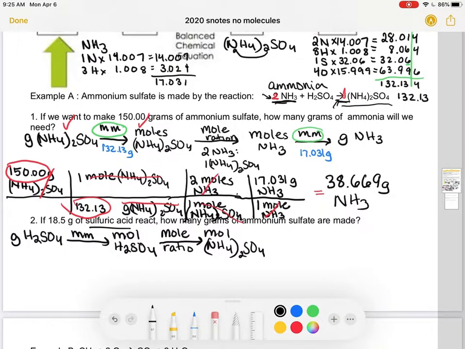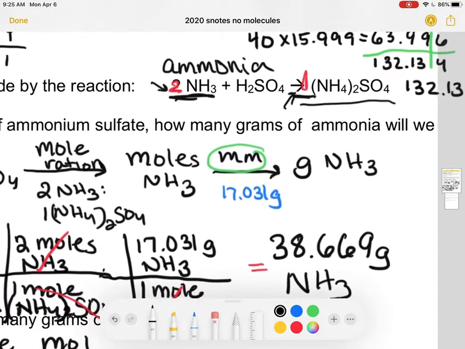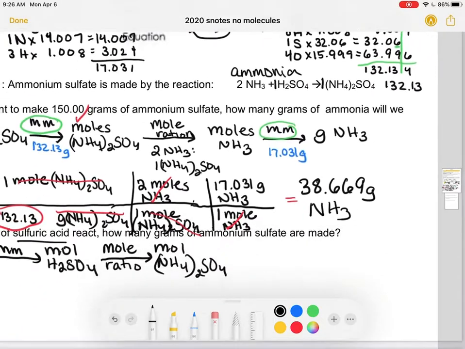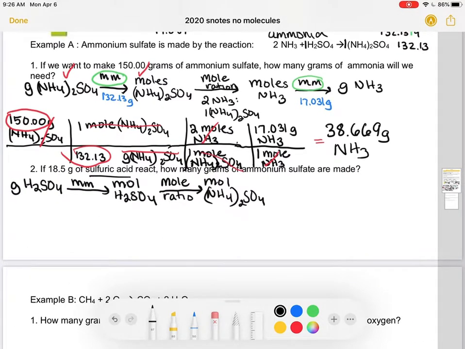And just for fun, let's take a look at it. I'm going to erase what's here right now. Look at that. That's a 1-to-1 mole ratio. If there's no coefficient, it's a 1-to-1 ratio. And from moles of ammonium sulfate, I can figure out my grams of ammonium sulfate.